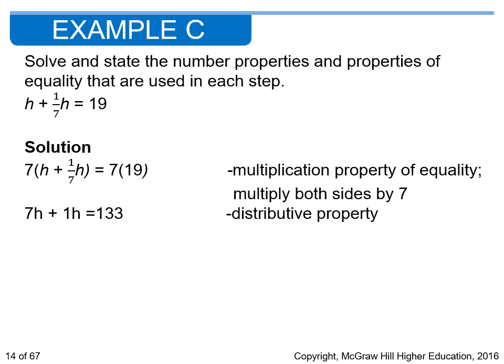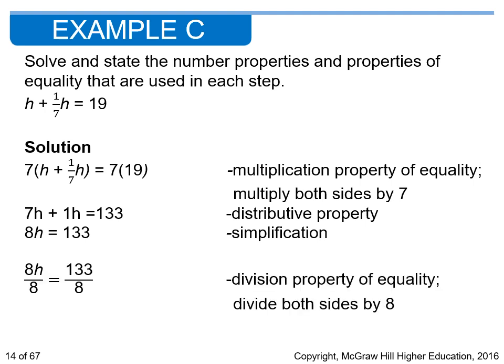When you distribute, you get 7h plus 1h. 7 times 19 is 133. The next thing we need to do is 7h plus 1h. That is just simplification. Then we're going to divide both sides by 8. That's the division property, and we divide both sides by 8 to get 16 and 5/8, or 16.625. And just doing that arithmetic is simplification.